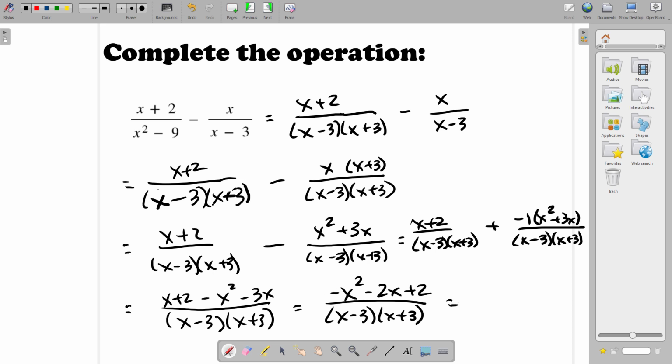And I really don't like that negative in front of the x squared, so I'm going to factor that out just for this to be cleaner. So I've got to divide everything by a negative 1 when I factor it out. So this becomes plus 2x minus 2 all over x minus 3 times x plus 3. And I would need to look to see if this will factor. I know that it will not, because that trinomial is prime, and so this ends up being my final answer.